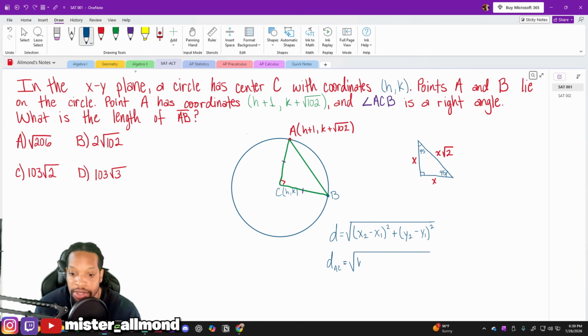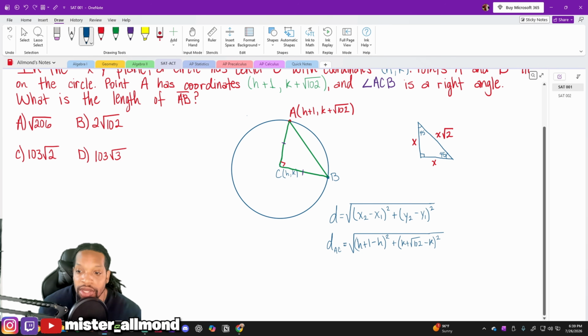So my first X coordinate will be H plus 1. And that's my X2. And then I'm subtracting X1, which in my case is H. So I'll go minus H. That whole thing is squared plus the same thing for my y2. So my y2 is going to be k plus root 102 minus my y1, which is just k, squared. So essentially whatever this comes out to times the square root of 2 should be my answer.